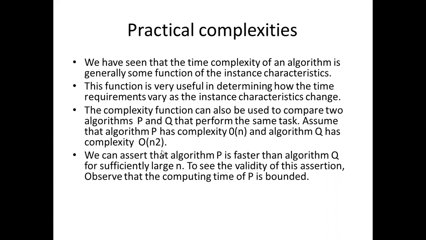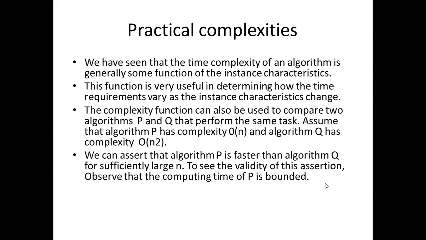So now see the two algorithms performing the same task, the algorithm P and algorithm Q. Algorithm P requires O of n time. Algorithm Q requires O of n square time. So we can assert that algorithm P is faster than algorithm Q for sufficiently large n values. So P is faster than Q, since O of n takes less time comparing with O of n square.